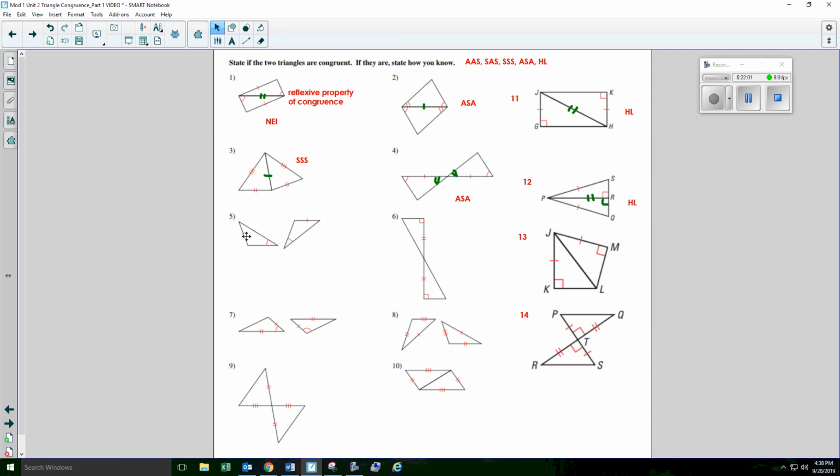Okay, we come over here. We only have 2 pieces given. So there's nothing besides HL. That's 2 pieces, but it's got to be a right triangle. It's not. So again, NEI here. Not enough information.